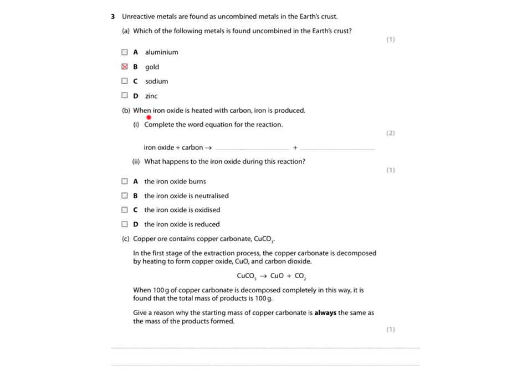When the iron oxide is heated with carbon, iron is produced. So we know what's produced, iron is produced, that's the product, so that goes over here on the right hand side. So we've got iron. It tells us when iron oxide is heated with carbon, iron is produced. So what's left over? We know that iron is produced here, which means we've also got carbon and oxygen left over.